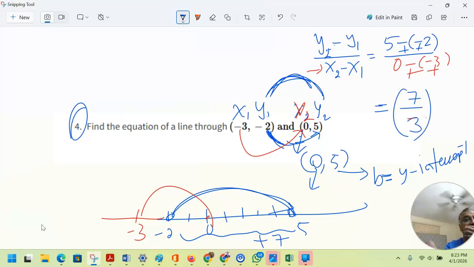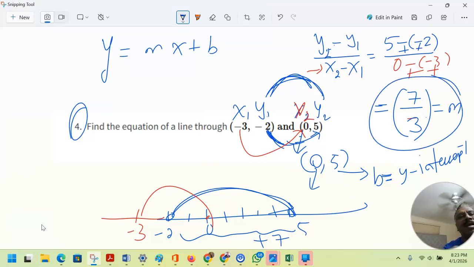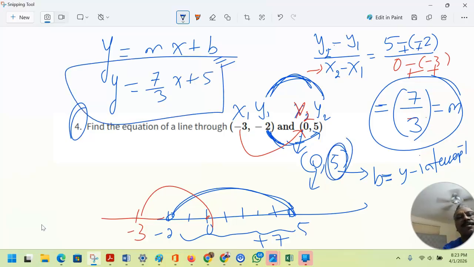And then you can directly write now, the equation is y equals mx plus b. You already know the slope. This is the slope. Just plug in here. So you get y equals 7 by 3 x. And the b, remember the b is this part, 5. And you're done. That's it.